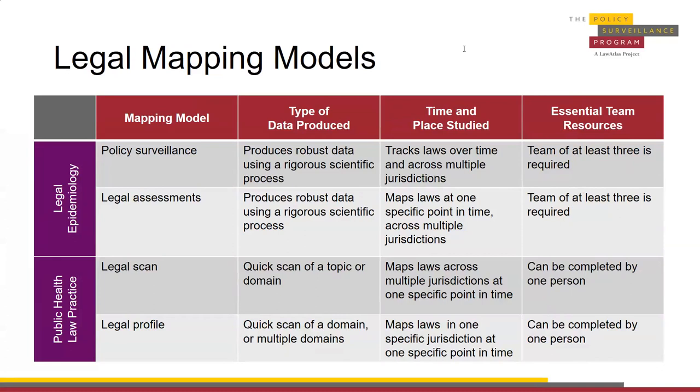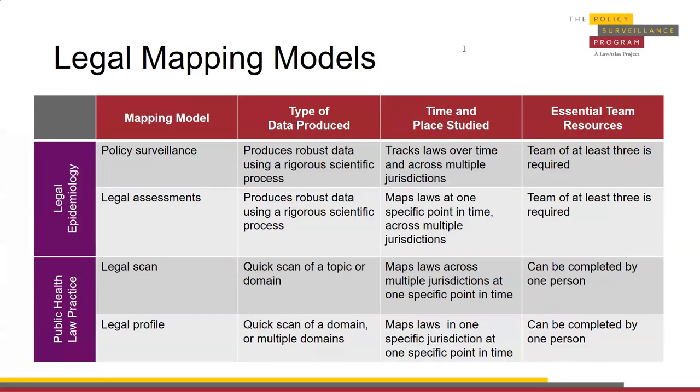That's opposed to legal scans and legal profiles, which still produce quick scans of a topic or domain and can produce their own data. The idea here is that a legal scan maps laws across multiple jurisdictions at one specific point in time, while a legal profile will look at one specific jurisdiction at one specific point in time, but neither of them is going to be looking at changes in law across jurisdictions and across time. Additionally, because these don't require the same resources and rigorous scientific processes that are required of legal epidemiology, they can be completed by one person and often are.